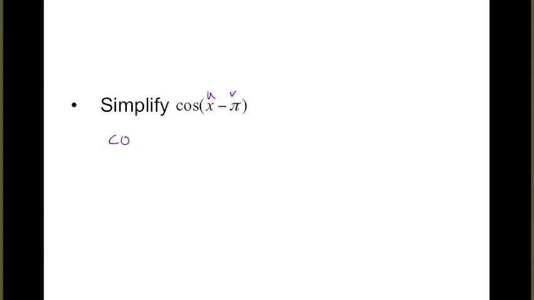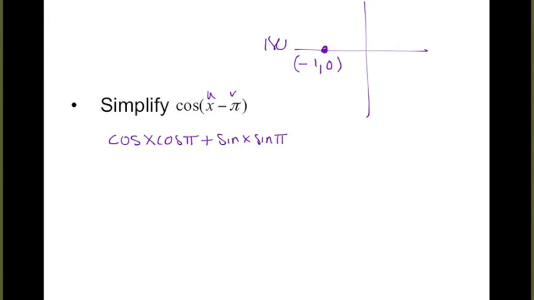So it's cosine x cosine pi plus sine x sine pi. X is a variable, so we can't really do much about that, but pi is a number, and it's a special angle for us. What angle is pi? 180. So what we want to do is think about our unit circle at 180 or pi, and that point on the unit circle is negative 1, 0.